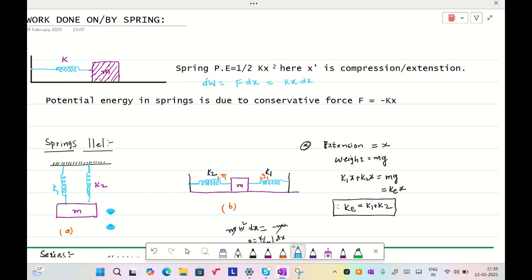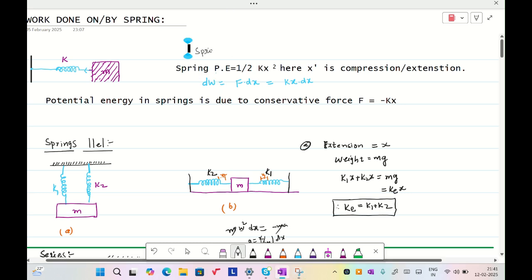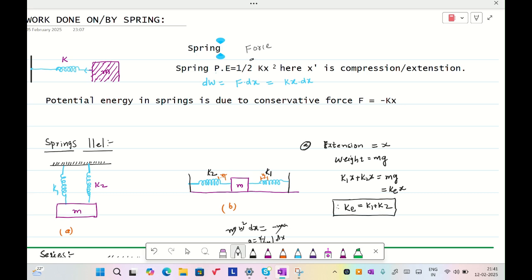So integrate now, we get potential energy. Here the work done is stored in the form of potential energy, because the spring force is a conservative force, and the spring force is always opposite to the motion of the block or body. Mostly the block only is written, right?